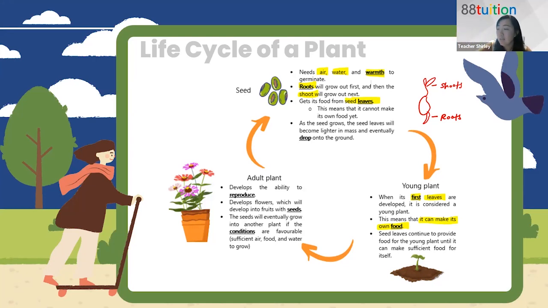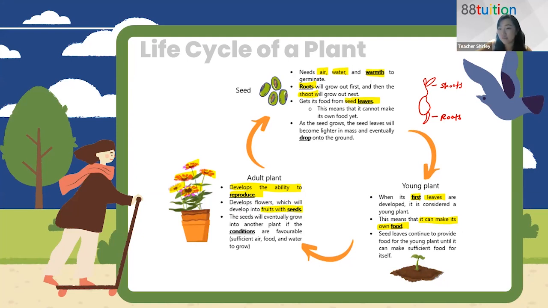The adult plant will then be able to develop flowers. All these flowers help it to have the ability to reproduce. Because when it has flowers and it's pollinated, you will learn more about reproduction in plants in primary 5, right? When it's able to develop flowers, it will develop into fruits with seeds. That's when the seeds get dispersed, and then the seeds will grow into a new plant.